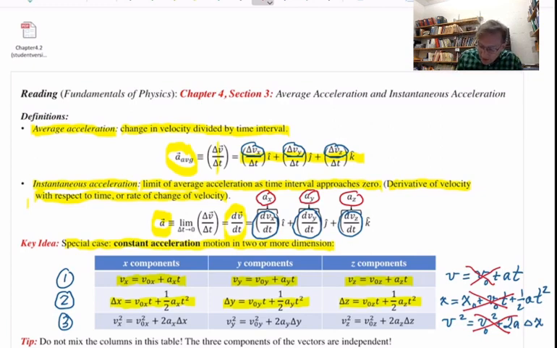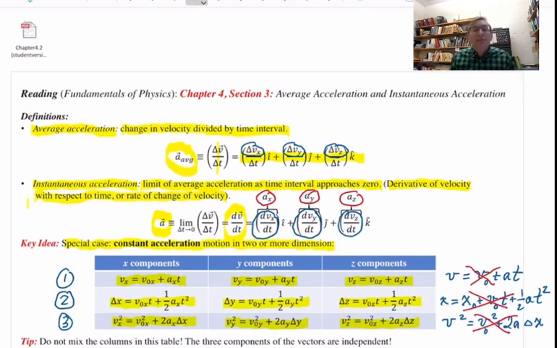So in the first column, Vx final squared equals V initial x squared plus 2 times the constant x acceleration times the change in the x coordinate. And then a similar equation for y components and a similar equation for z. So this table is very handy if we have a particle moving around in 2 or 3 dimensions and we know its acceleration is constant.